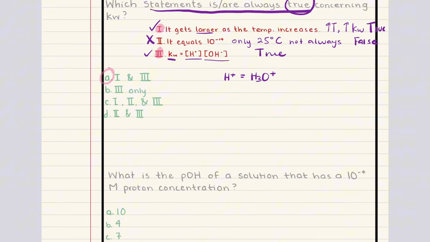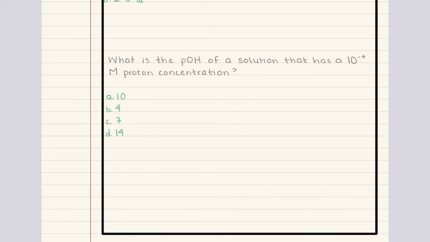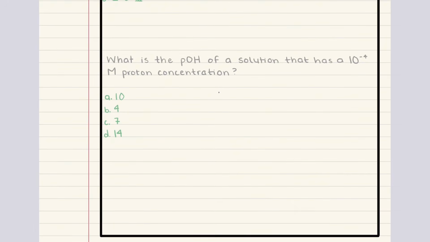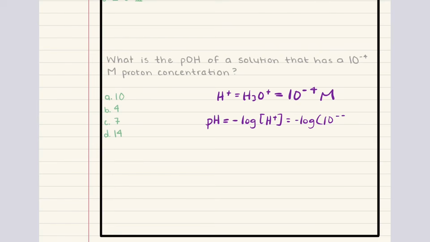The second problem says, what is the pOH of a solution that has a 10 to the negative 4 molar proton concentration? Proton concentration means the hydrogen ion concentration, which we treat as the hydronium concentration in aqueous solution. So the concentration of H plus equals 10 to the negative 4 molar. First, we want to convert to pH using our equation pH equals the negative log of the hydrogen ion concentration. The negative log of 10 to the negative 4 is 4.